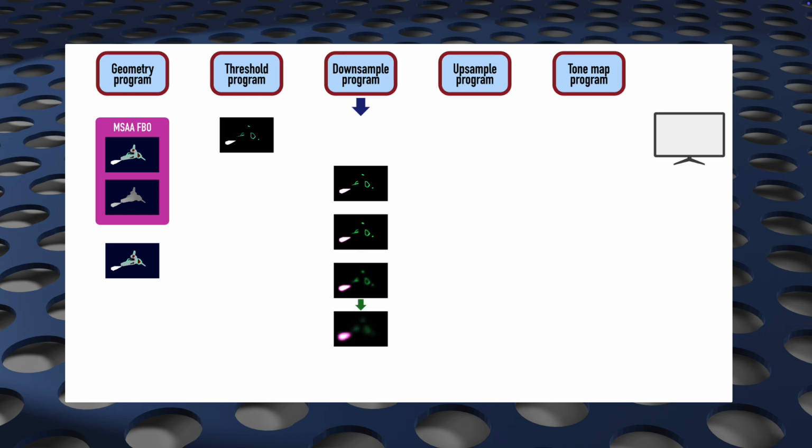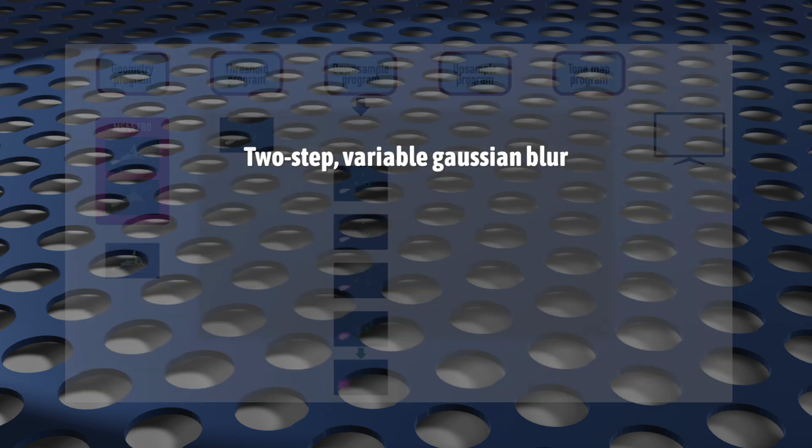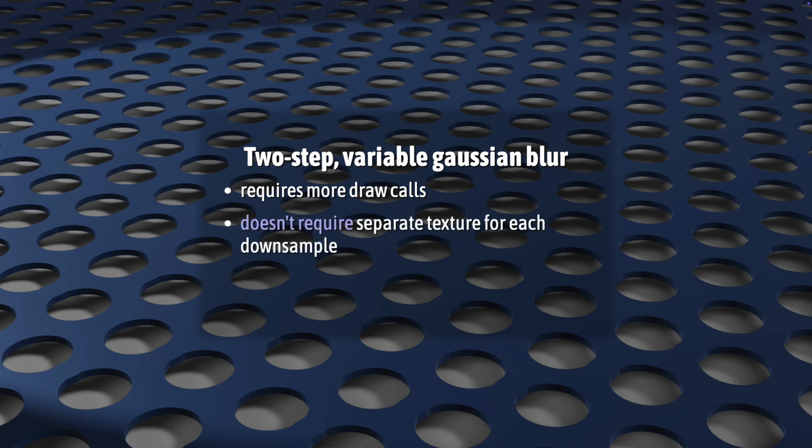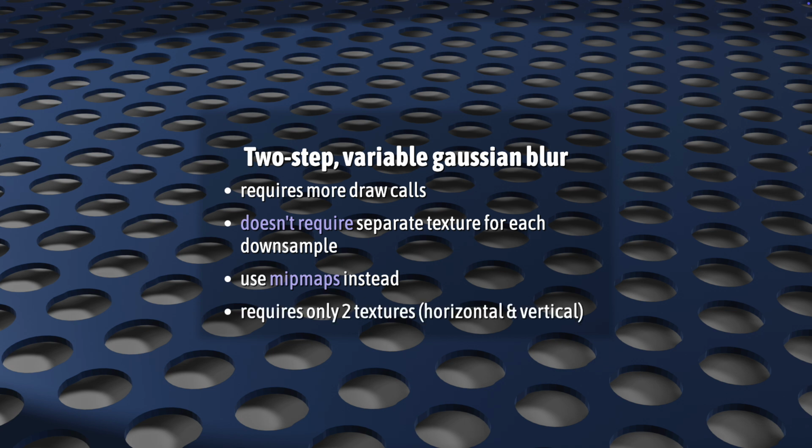The further you go, the less expensive it gets, and the blurrier the output becomes. Where do you stop? That's up to you. Also, how to blur is up to you. You could do a two-step variable Gaussian blur, like we covered a couple of videos ago. This will mean even more draw calls, but an important benefit is instead of needing a separate texture for each downsample step, you can use mipmaps to write to a specific mipmap level. That way you only need two textures in total for downsampling, one horizontal and another vertical.